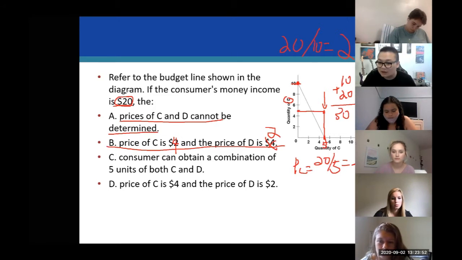You only have $20. And also, this dot is on the right side of the budget line, so it's totally unattainable. So that's correct, Anna. You answered this question correctly. The answer would be D. The price of C is $4 and the price of D is $2. Okay? You guys understand? Great.